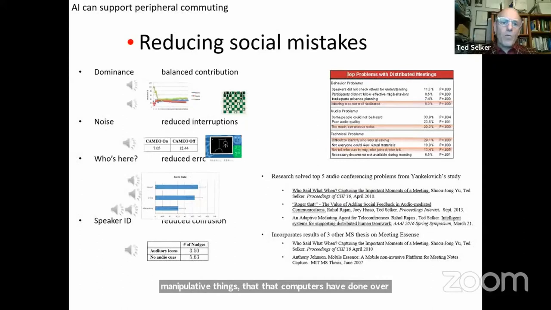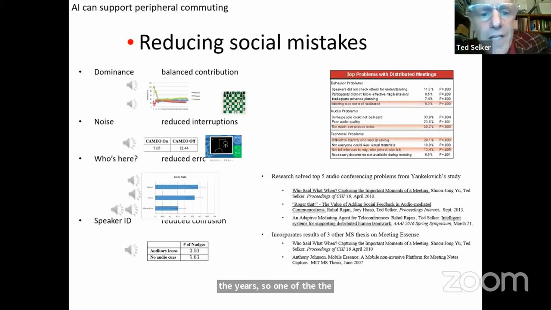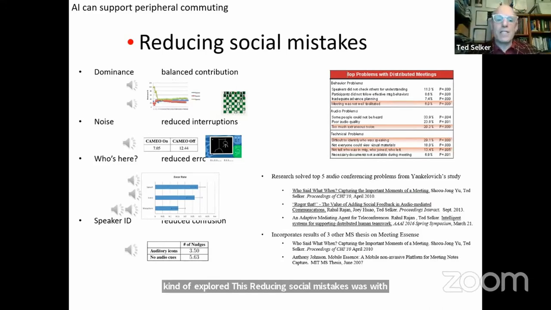So one of the ways we explored reducing social mistakes was with some experiments about collaboration. Now we're thinking about using AI to help human-human communication, not just human-computer communication. In one experiment, we thought about all of the ways that people make mistakes when they're collaborating. The ones that are highlighted are the ones that we thought we could do something about: meeting not well facilitated, too much extraneous noise, and so on. Here are some experiments that we did to explore that. This is Raoul Rajan's PhD thesis.